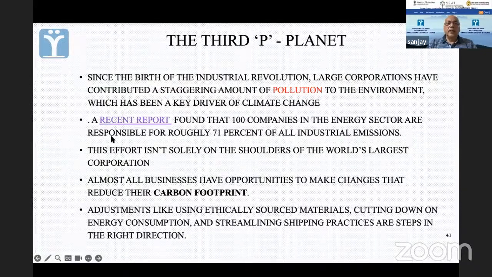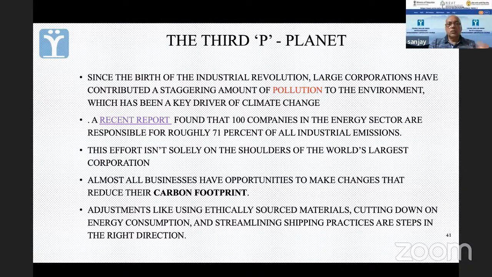Now, that is one part. Okay, now look at another part. The big companies which really have the money, which can do something really good if they want to, what are they doing? 100 companies in the energy sector are responsible for roughly 71% of all industrial emissions. So think of this. 71% of the emissions, and these are basically pollutants getting into the air, the water, the soil, all three are getting corrupted and poisoned by these chemicals being released into them. 100 companies accounting for 71% of this sort of pollution.